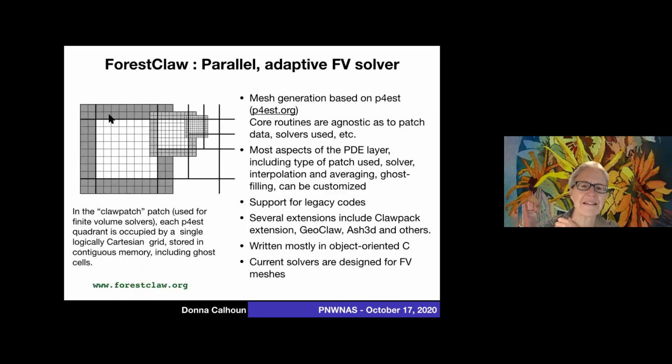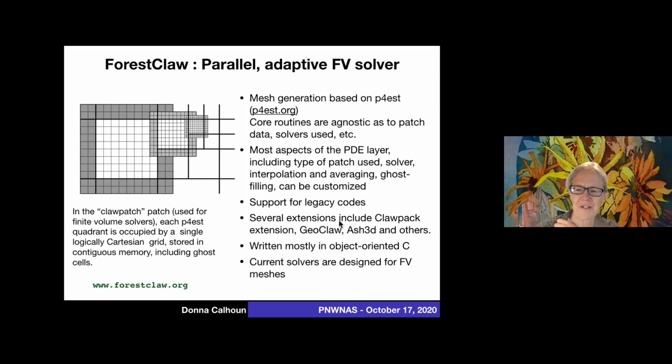So this is kind of the idea. We have these leaves in a quadtree, and each leaf is occupied by a fixed size grid. The grids communicate through copying and interpolation and averaging in these ghost cell regions. There are lots of different customization options. I like to think I have lots of support for legacy codes, so that if somebody had a single grid solver, there would be a way for them to incorporate their single grid solver into this ForestClaw project. And we've been pretty successful in doing that with several codes.